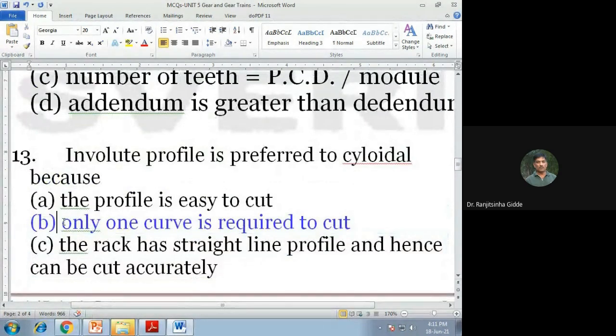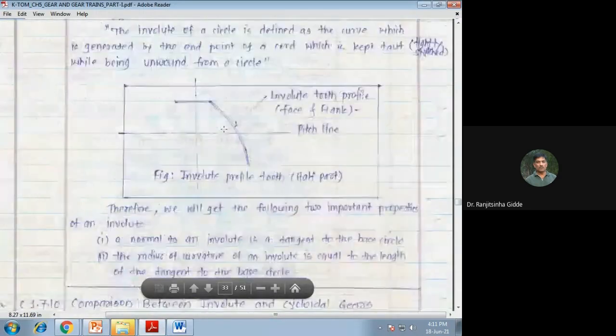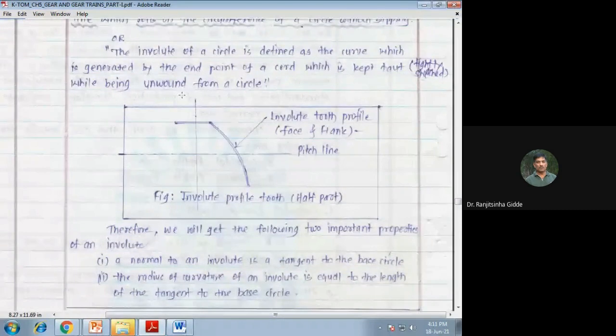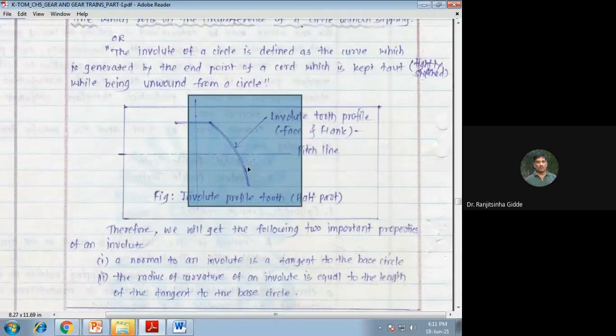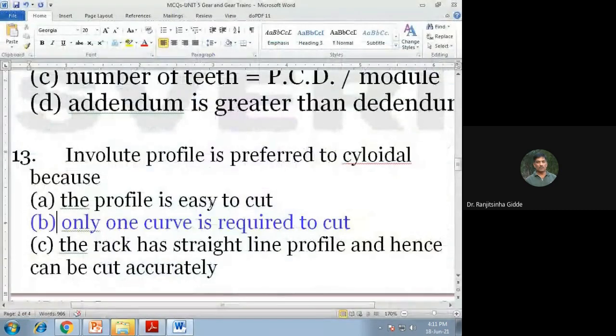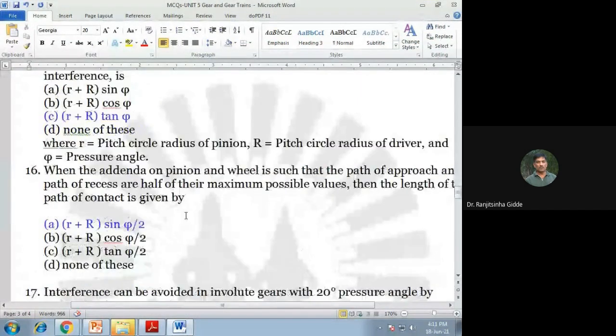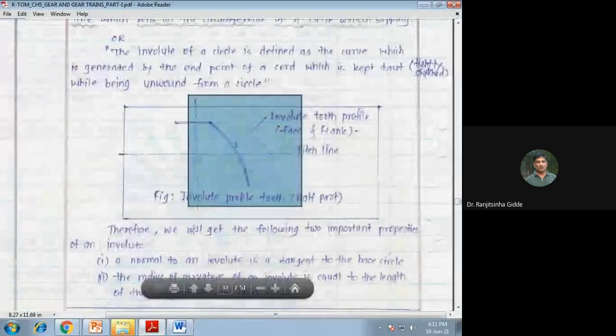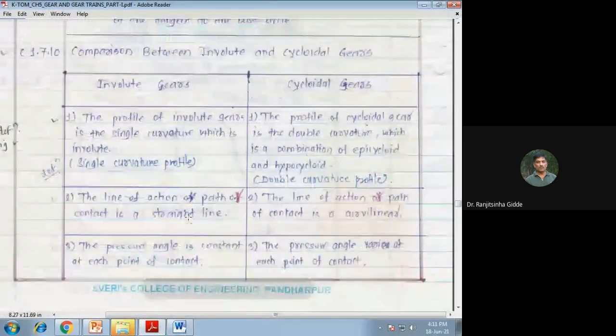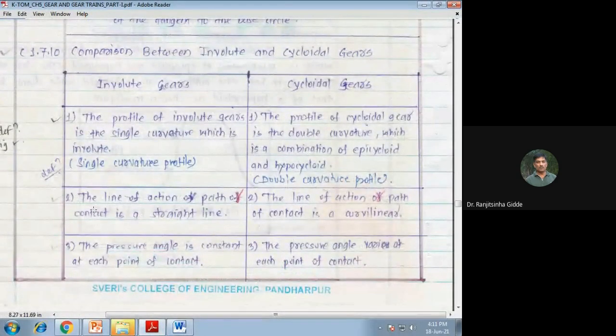Only one curve is required to cut. What you are observing here? Only one curve that is required to be cut. So that's why it is preferred. Okay. So you can write the next difference. Right?